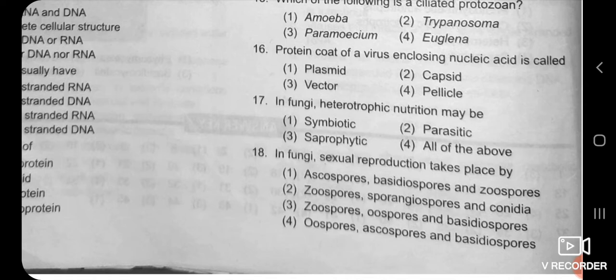We can also recall that in asexual reproduction, fungi produce spores called conidia, sporangiospore, or zoospore. Vegetative reproduction takes place by fragmentation, fission, or budding, and sexual reproduction takes place by oospore, ascospore, and basidiospore. So the correct option is the fourth one.